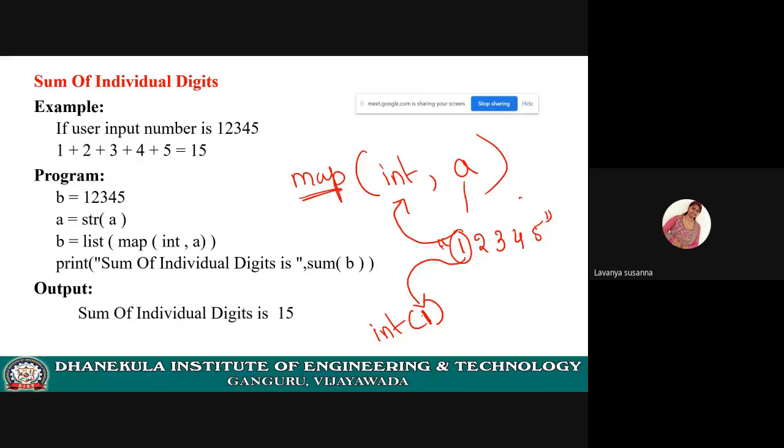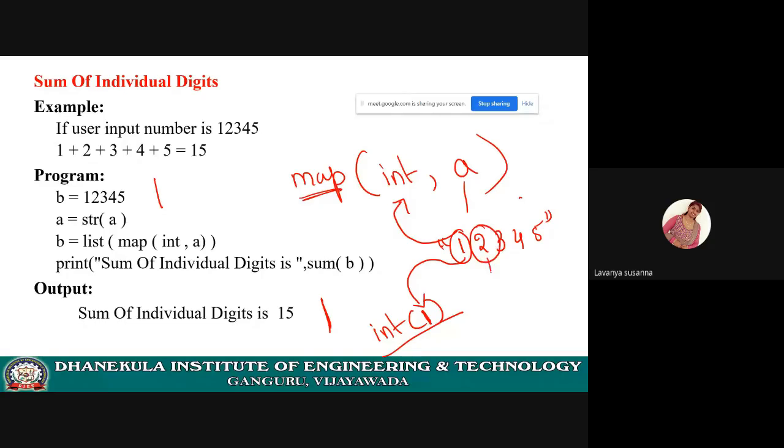Now, the int function will convert this. Actually, this is a string, right? Using str, you have converted 1, 2, 3, 4, 5 into a string. Now, you can access 1 as a character, 2 as a character, 3 as a character, 4 as a character, 5 as a character. Now, the first character 1 is passed to this int function. What will the int function do? It will convert this into an integer, integer 1. Next, 2.